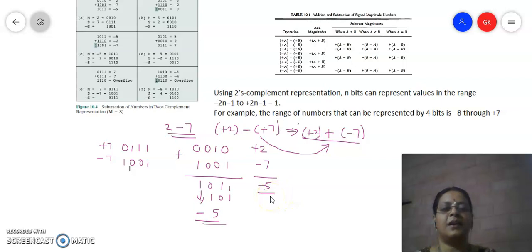So the thing you have to learn is subtraction is going to be implemented by 2's complement addition. Why? Because we are changing the sign of the second operand. Why are we changing the sign of the second operand? The subtraction is going to be transformed into an addition operation.